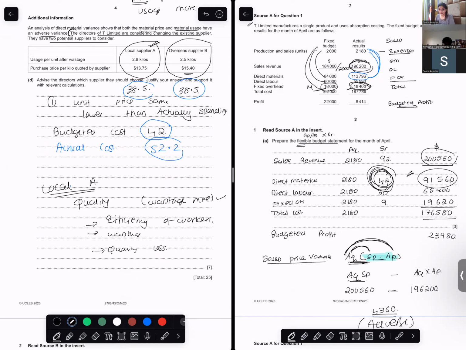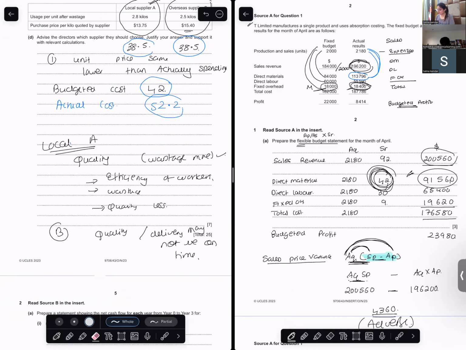But if I choose overseas supplier B, then what will happen? You'll get good quality goods. But then the delivery may not always be on time because it's coming overseas. Delivery is not reliable. This may lead to urgent orders, like if the demand is higher, this supplier will not be able to fulfill our demand.